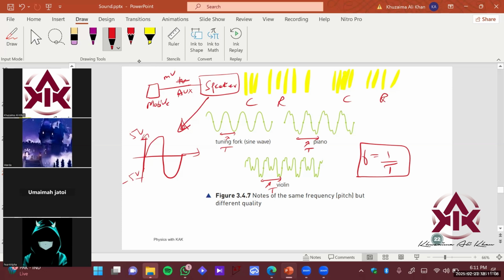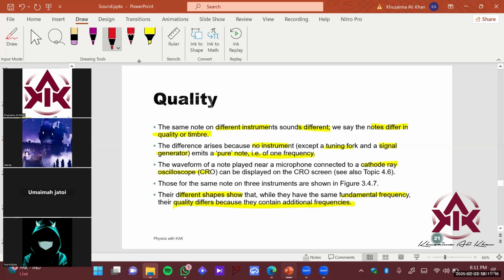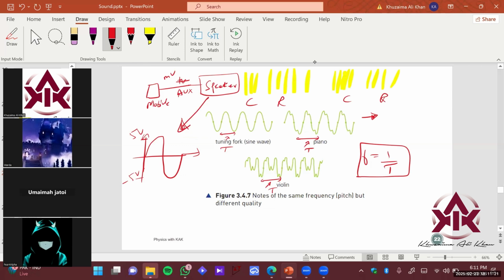And you can see what is happening over here. So they're saying that they have some additional frequencies added over here, right? So if they are of poor quality, they would have additional waves added to the original wave, right? So this is the meaning of quality here, right?